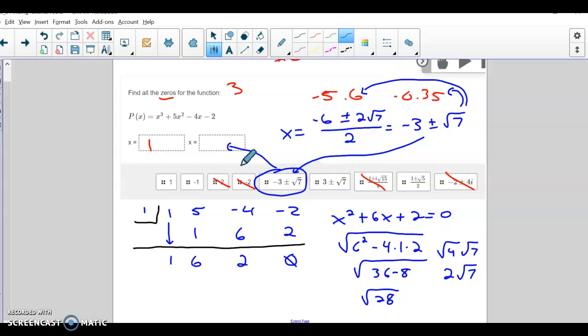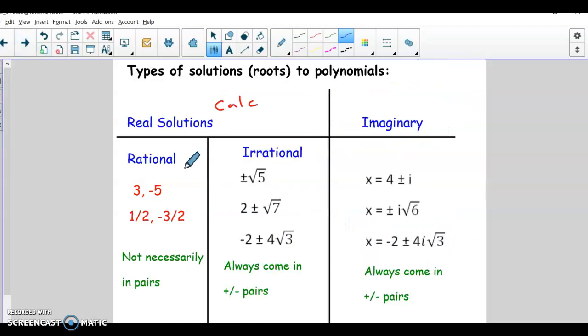Okay, and so that comes back to, again, this type, right? So here we had 1 in the rational, and then we had a pair of irrational solutions. All right, hopefully that helps.